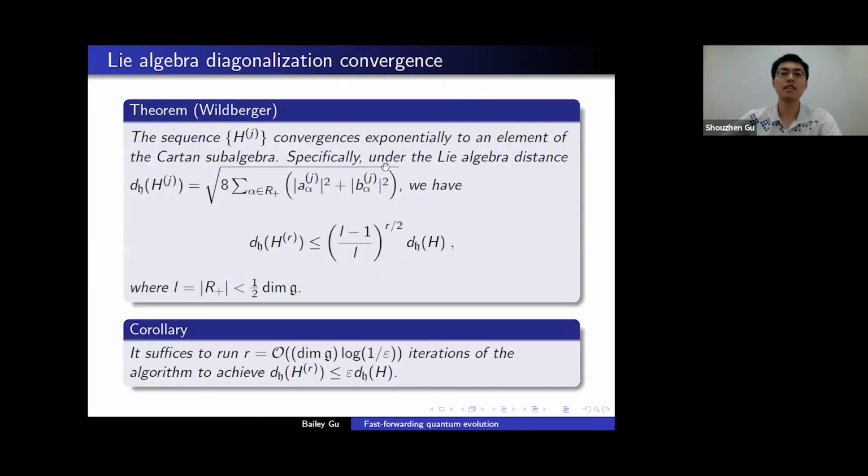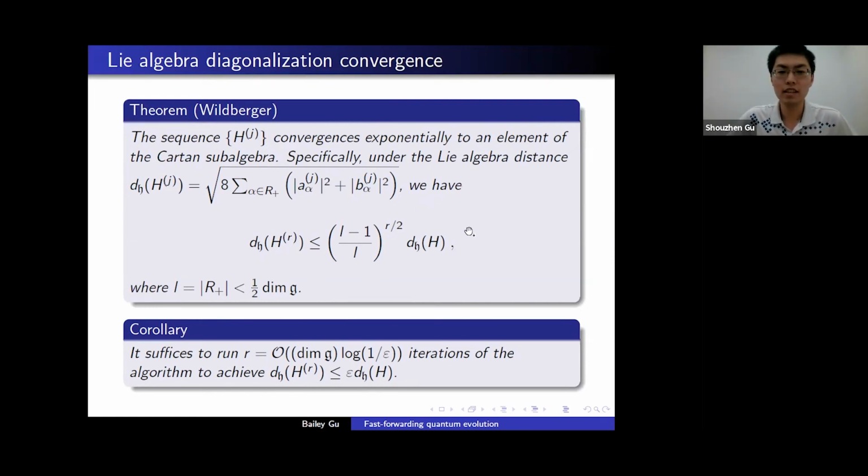Now, if we do this, then it was shown by Wilberger in the 1990s, I think, that the Hamiltonian is going to converge to something that is diagonal, and it's converging exponentially with the number of iterations. L is the number of positive roots, which is at most half the dimension of the Lie algebra. And that's why we want the dimension to be small, so that this is converging fast.